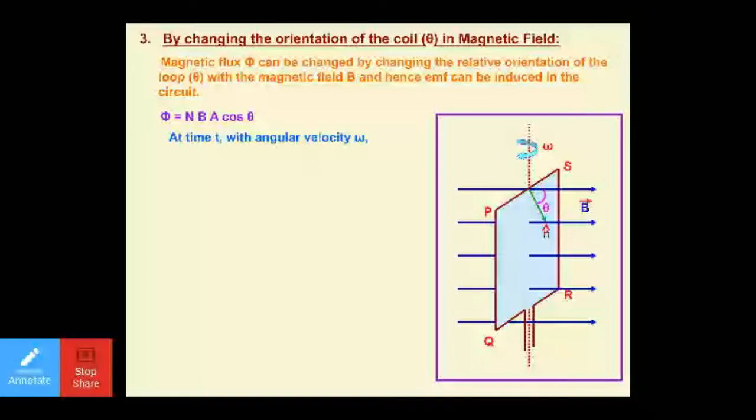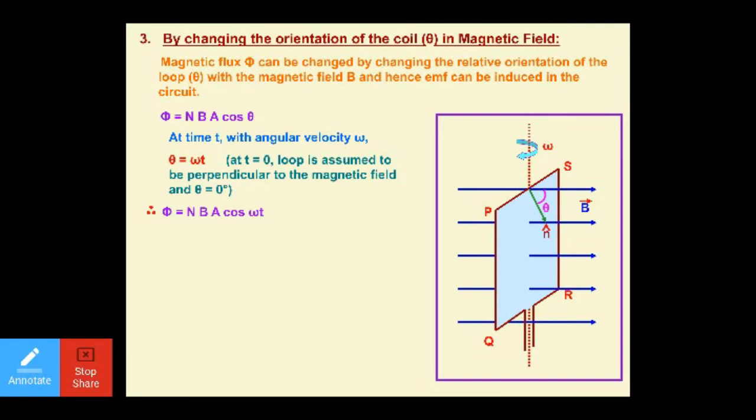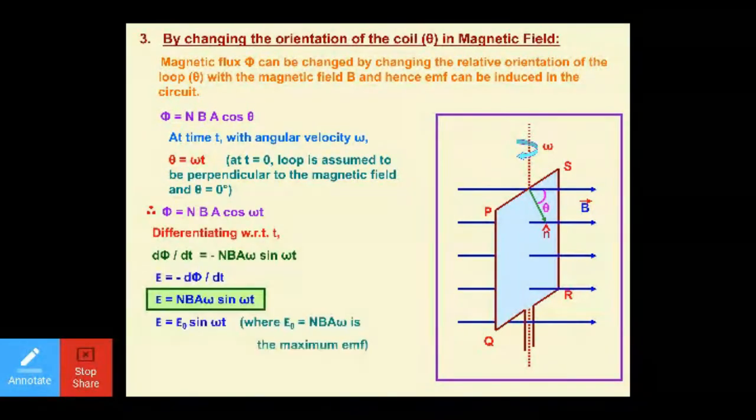At time t, with angular velocity omega, it is moving. Then we can write theta is equal to omega t. So what I'm doing is replacing the value of theta with omega t, so phi is NBA cos omega t. Differentiating both the sides, d phi by dt is equal to minus NBA sine omega t. So E is equal to minus d phi by dt, right?